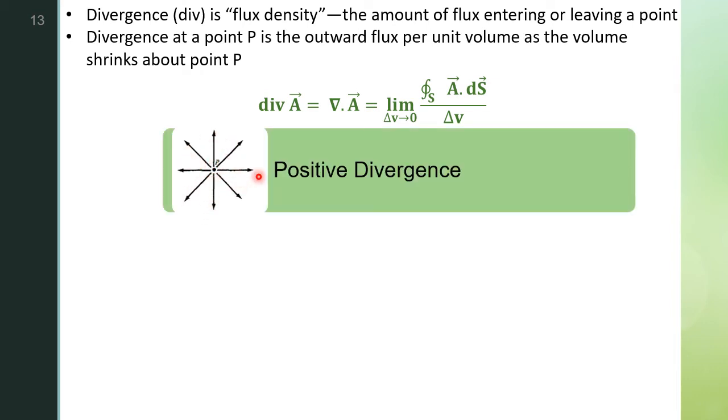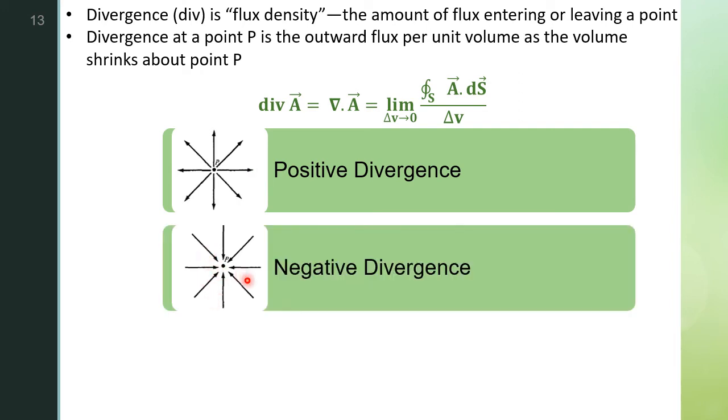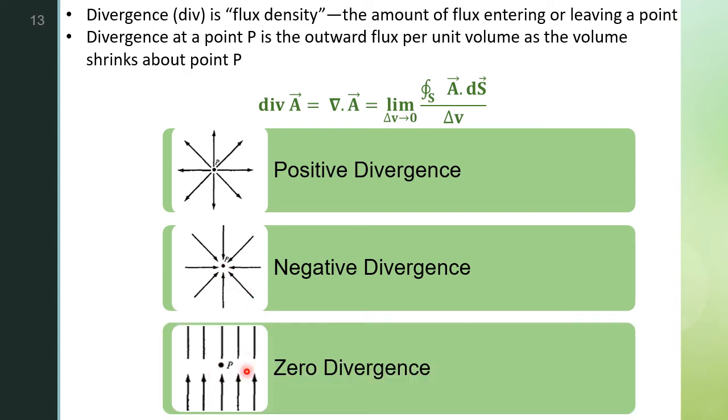So we can conclude that it is having a positive divergence since all the field is diverging out of the point P. When you consider this figure, all the field lines are coming towards the point P. So we will tell it is having negative divergence. Now, when you consider this figure, the field is neither converging nor diverging to the point P. It is flowing in parallel. So, we will say that we are having zero divergence.